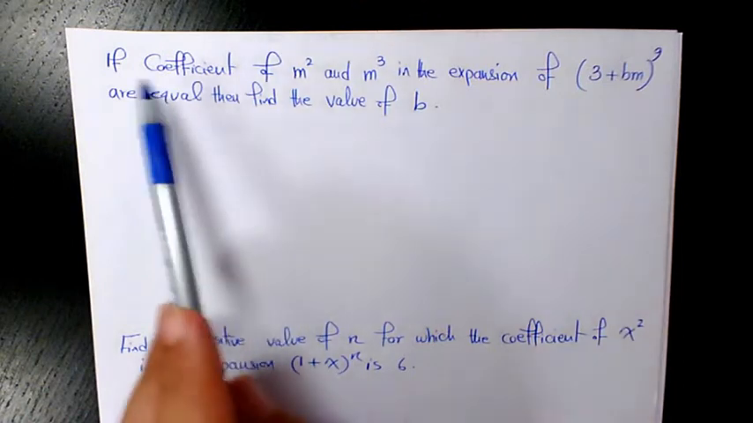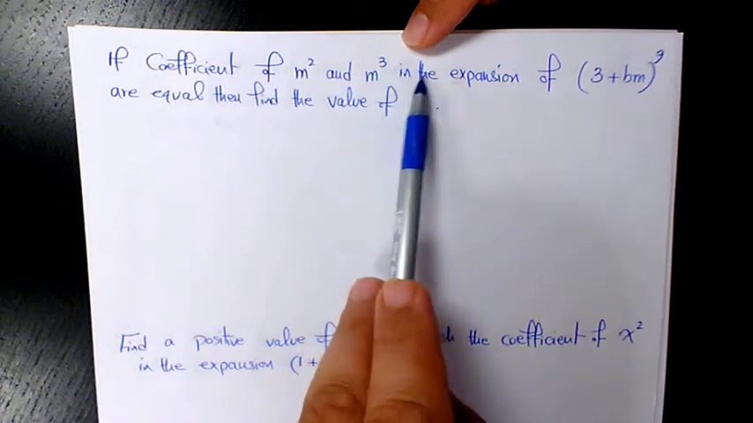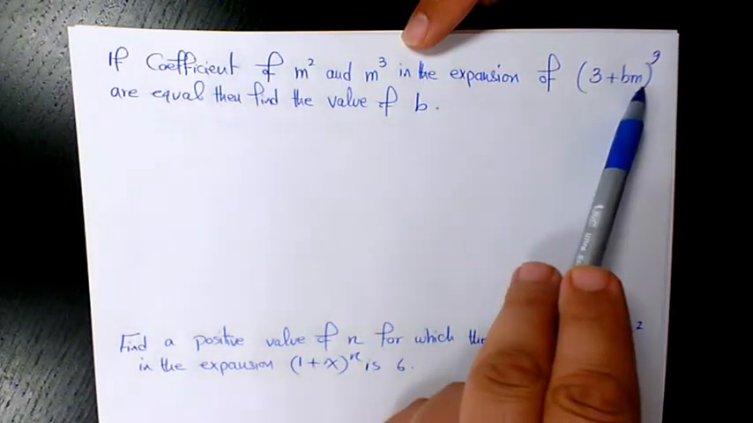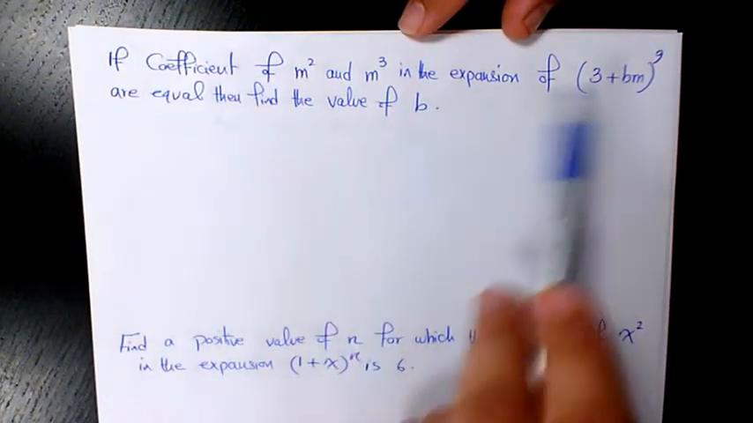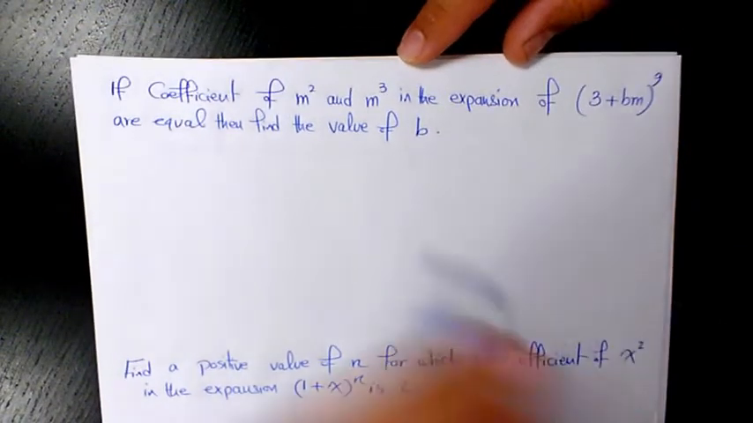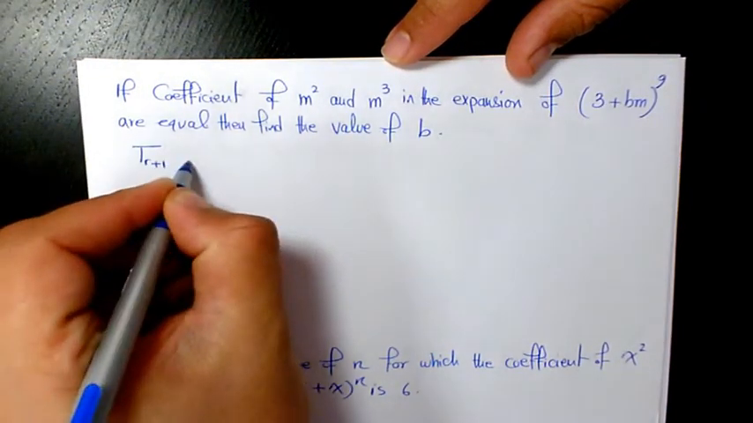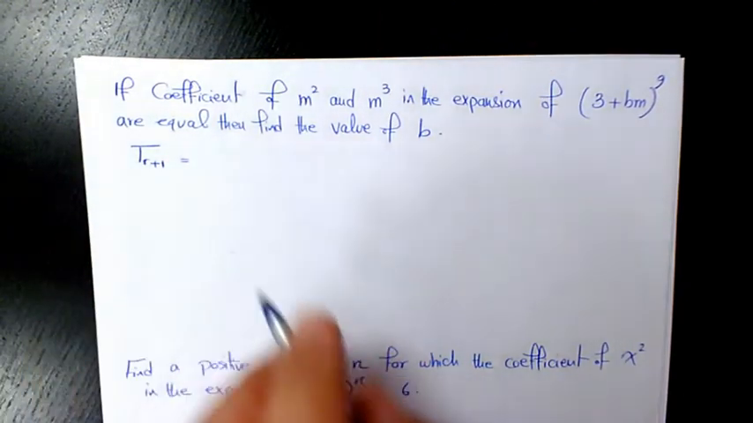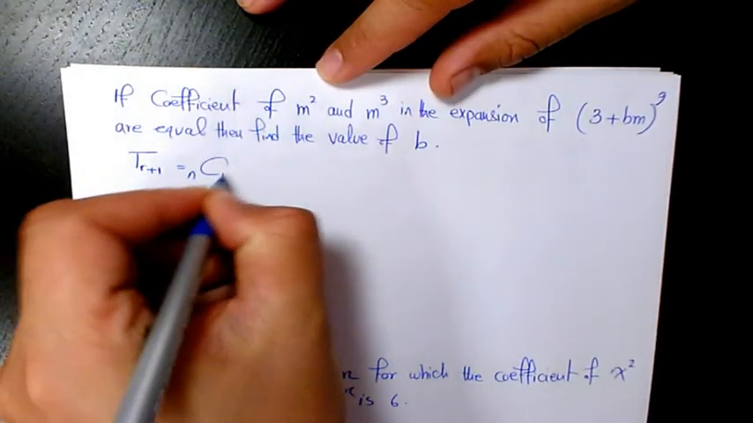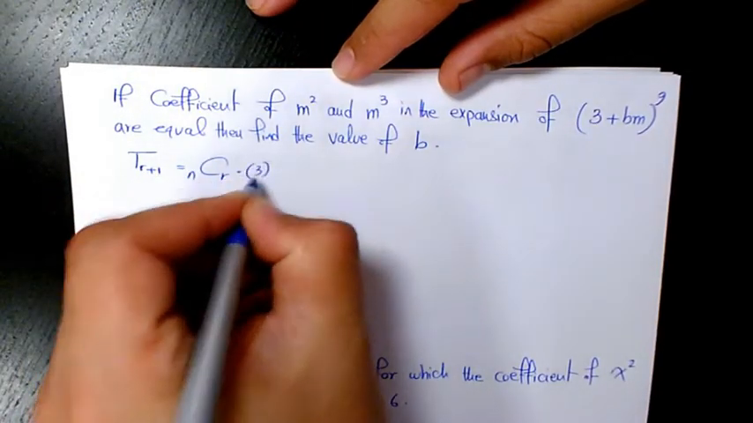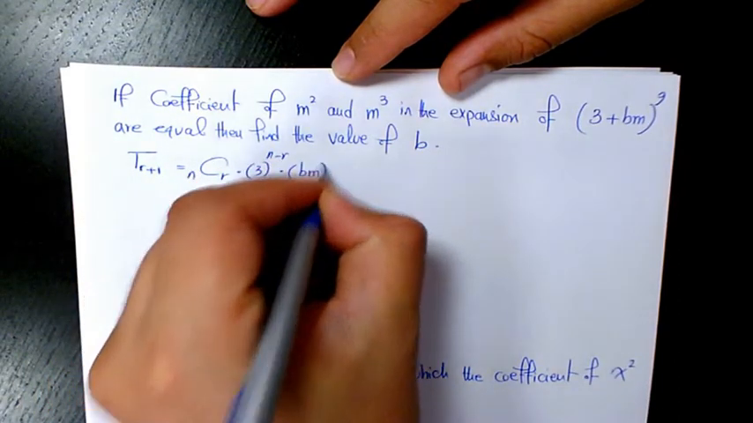The first one says: if the coefficients of m squared and m cubed in the expansion of (3 + bm) to the power of 9 are equal, then find the value of b. So first of all, let's write down the general term, T_(r+1). That's going to be nCr 3 to the power of n minus r times (bm) to the power of r.